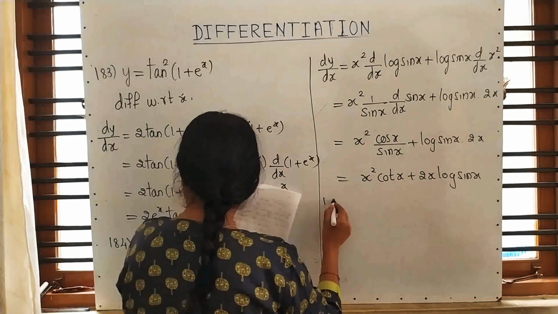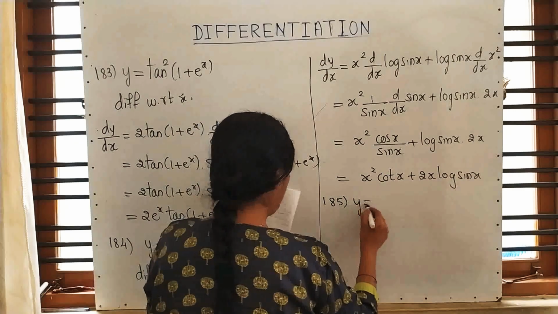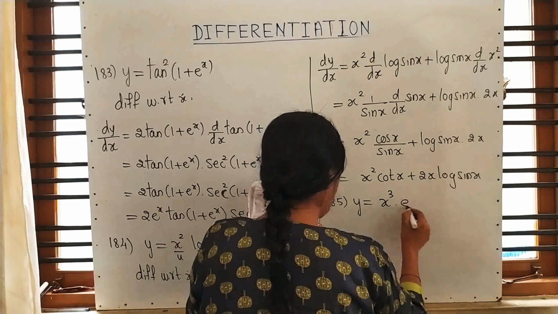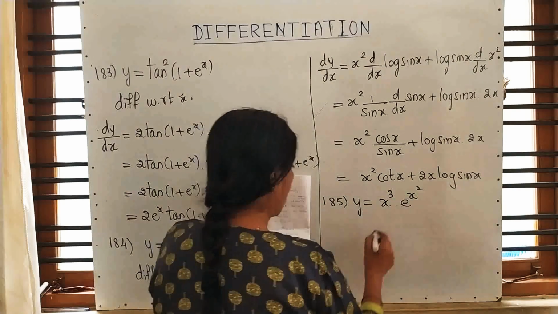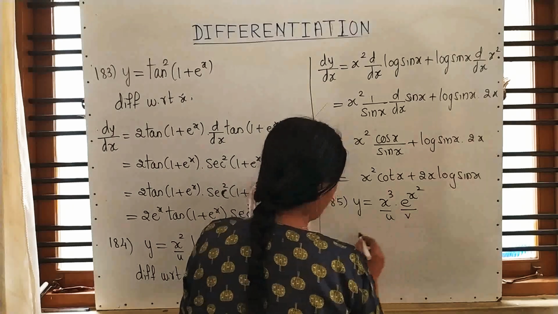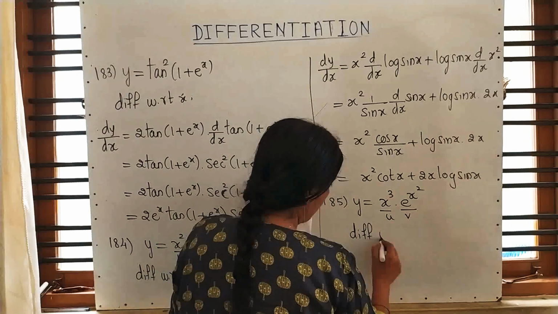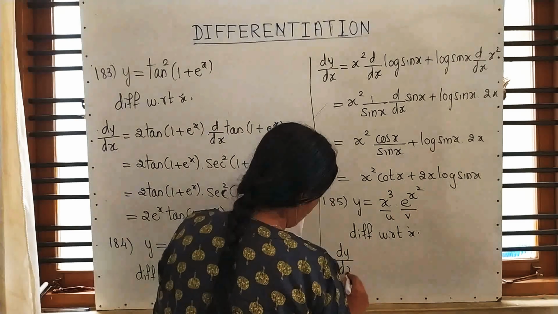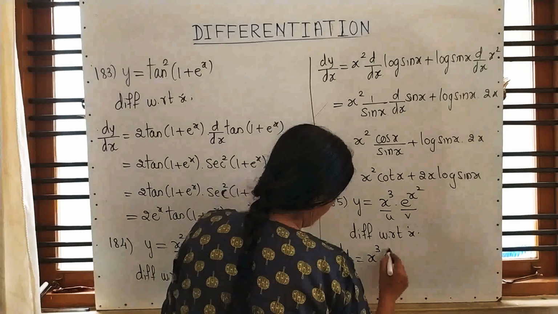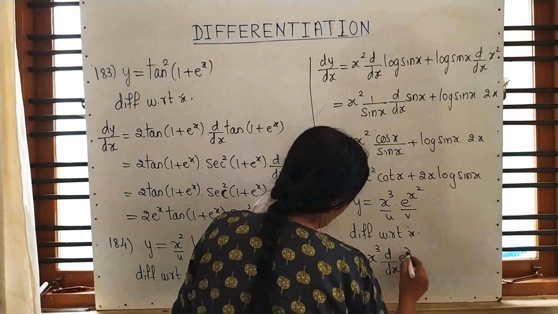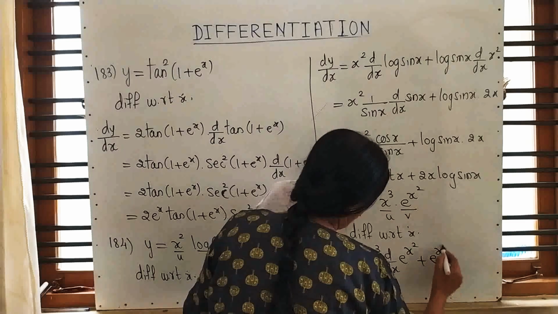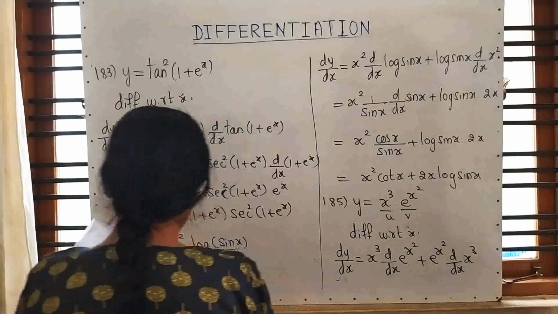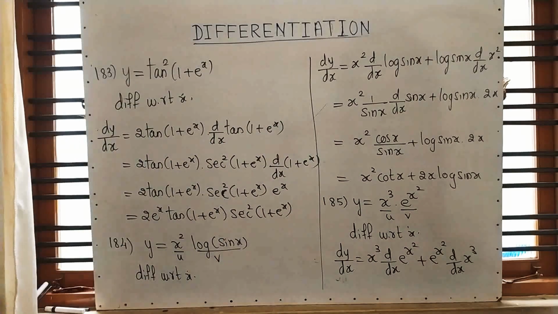Next, question number 185. y is equal to x cube e raised to x square. See, again this is u and this is v. Differentiating with respect to x, dy upon dx is equal to x cube differentiation of e raised to x square, plus e raised to x square into differentiation of x cube. Correct or not? Yes, this is u into v.